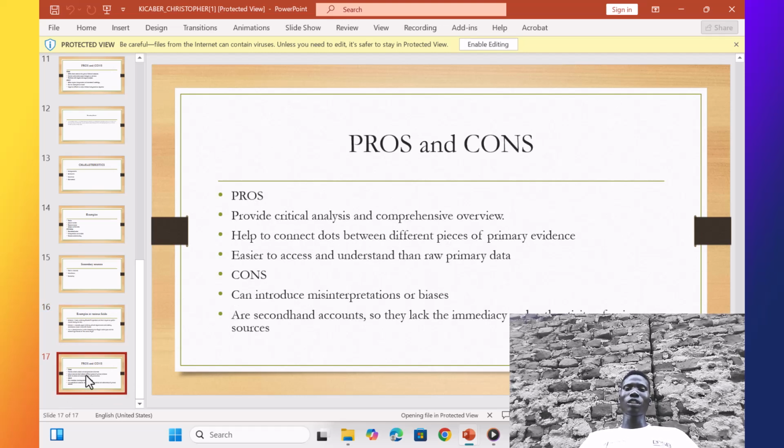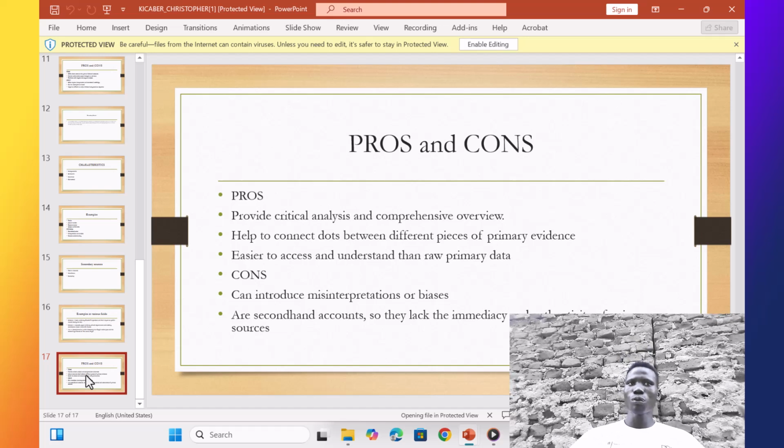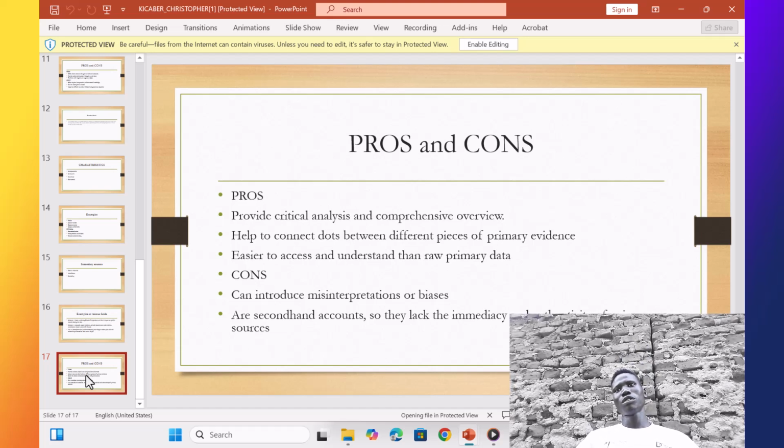You have some pros and cons. Pros: it provides critical analysis and a comprehensive overview. Secondary sources provide critical analysis and a comprehensive overview of information. It helps to connect dots between different pieces of primary evidence. When you have two primary sources of information, it helps to connect the different pieces of the evidence.